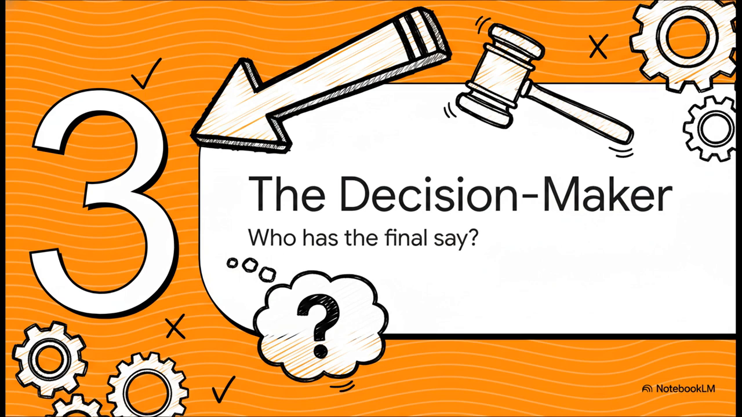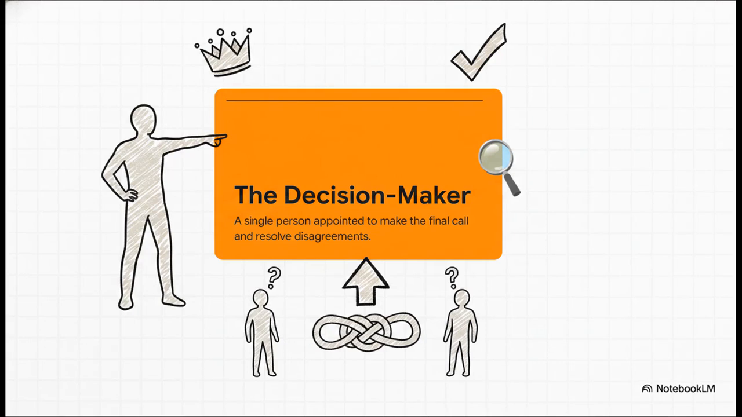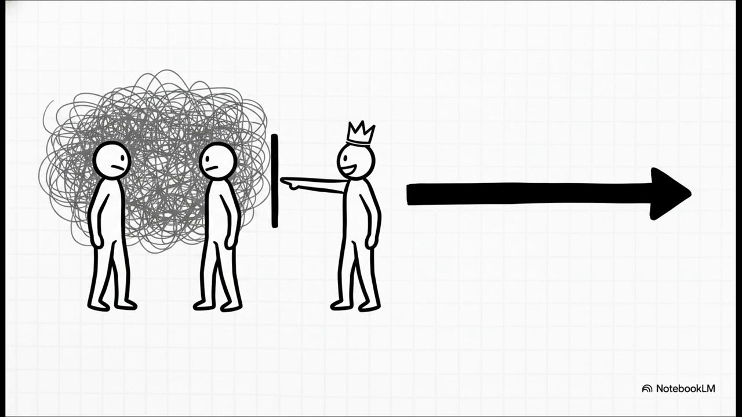Section 3, the decision maker. I mean, who actually has the final say? The decision maker is a single person appointed to make the final call and resolve disagreements. Think about it. How many times has a project of yours stalled out simply because 2 people disagreed and no one knew who was actually authorized to break the tie? Without a designated decision maker, teams just go round and round in circles, debating without ever landing on a path forward.